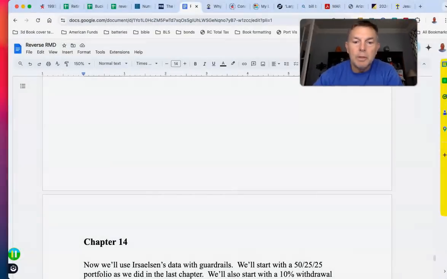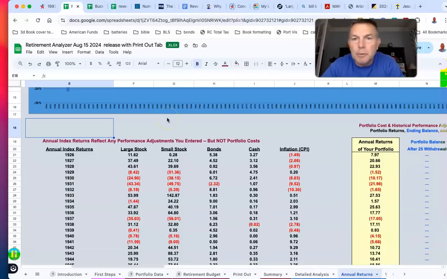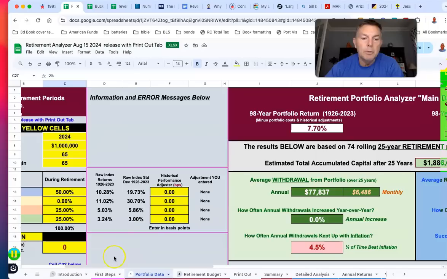Here's some of the Craig Israelsen stuff. I have three different software packages I use. I use Craig Israelsen's, I use Daniel Kuhlberg's, and I use my own Right Capital numbers that I put in here. All right, working on Craig Israelsen's, let me just show what I'm doing here.